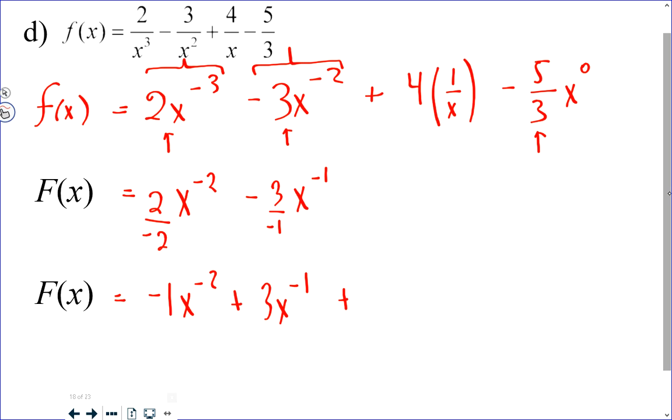I left the 4 over x as 4 times 1 over x because you need to remember that when you have 1 over x, the antiderivative is ln of x. The derivative of ln of x is 1 over x, so the antiderivative of 1 over x is ln of x. And you know, even as I say that, I'm rolling that around in my head and saying, geez, is that right?